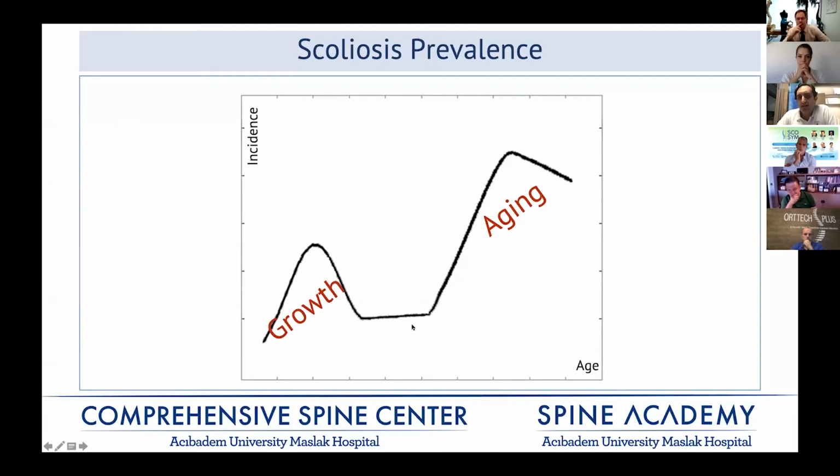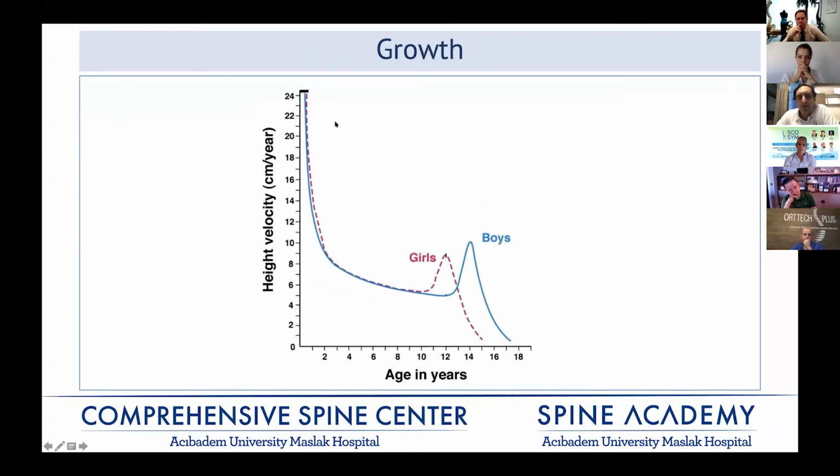and then for many years, we don't have too much scoliosis prevalence. And then with degeneration, we get more. But today's topic is the one that's happening through growth. And if we check what growth is, when we are born, we have a lot of growth, almost 20 to 24 centimeters every year. And then up to 5-6 years, it decreases. And then there is a stable zone. And then there is the adolescent growth spurt, where we start growing more rapidly again.